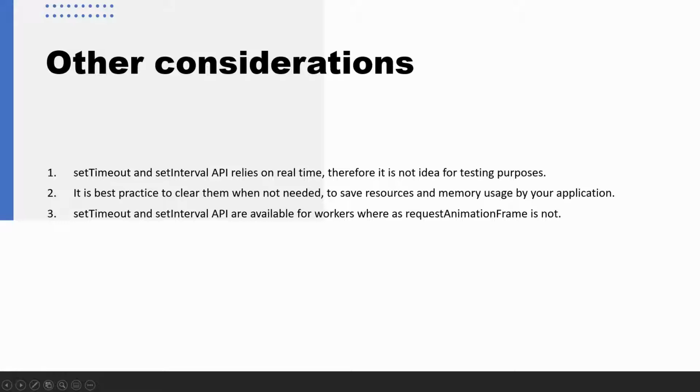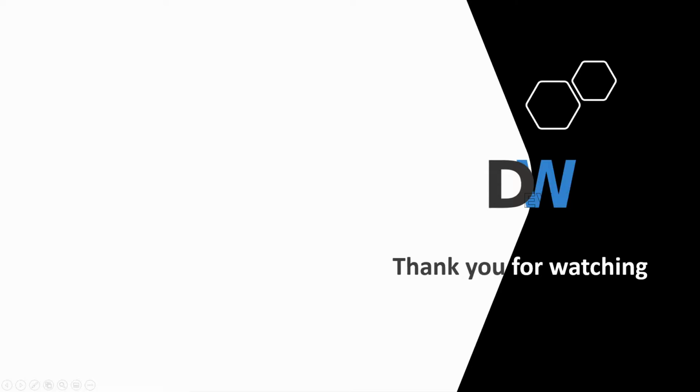And lastly, the setTimeout and setInterval APIs are available for workers. So you can use the workers execution context and use those APIs inside of your workers to do some interesting things. But requestAnimationFrame is not available for workers, and it doesn't need to be, because you don't perform animations in your workers. Okay, so that's a quick introduction to cooperative asynchronous JavaScript.